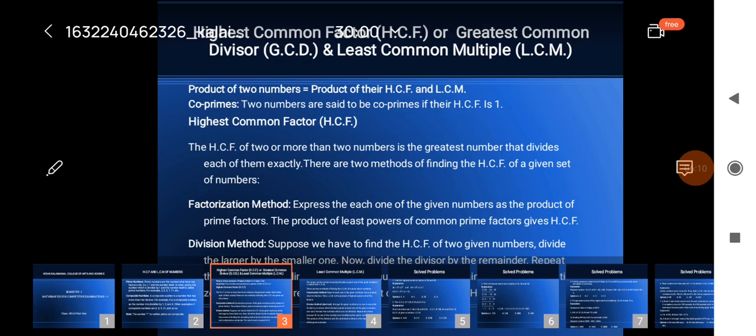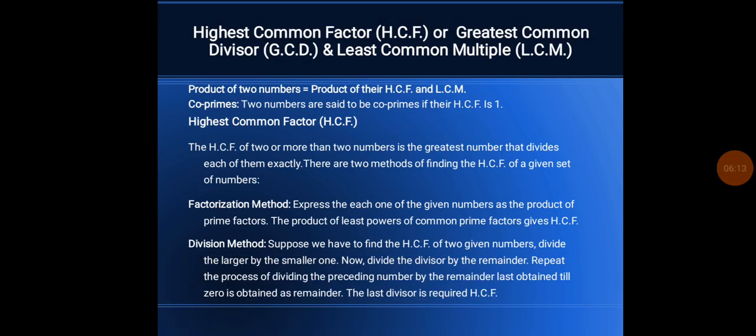Next, highest common factor, HCF, or greatest common divisor, GCD. That's the first topic, and the second topic is least common multiple, LCM. The formula: the product of two numbers is equal to the product of their HCF and LCM.